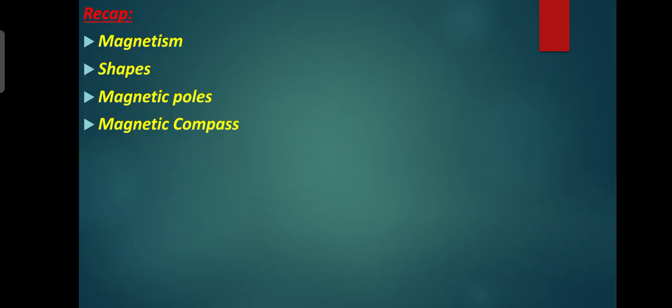Next one, magnetic poles. Magnetic poles are the regions at each end of the magnet where the external magnetic field is strongest. A bar magnet suspended in the earth's magnetic field orients itself in the north-south direction. The north-seeking pole of the magnet, or any similar pole, is called the north magnetic pole.